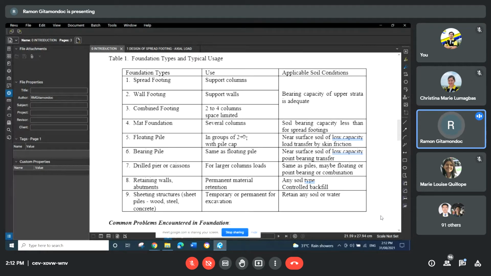Then fifth, you have the floating piles, which are usually used in groups of 2 or more, and with pile cap, no? So the column is supported by the pile cap, and the pile cap is in turn supported by the piles. So floating pile and bearing pile are applied when the near surface soil is of low capacity, and for floating pile, the load transfer is by skin friction, no?